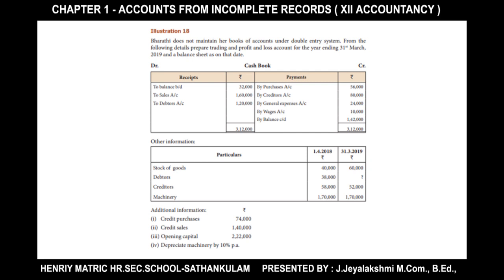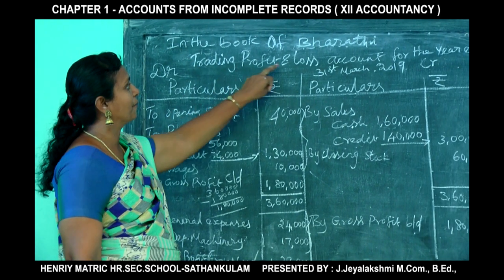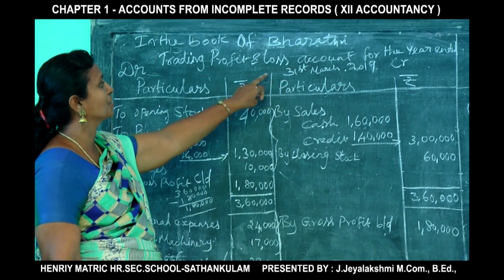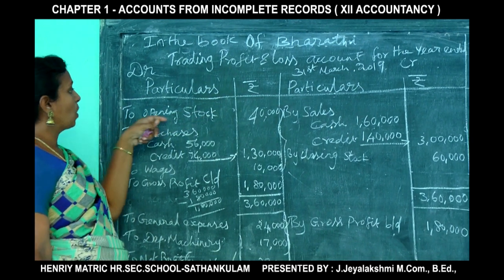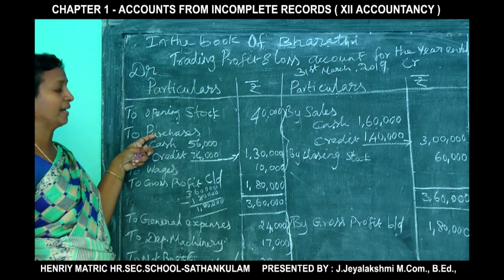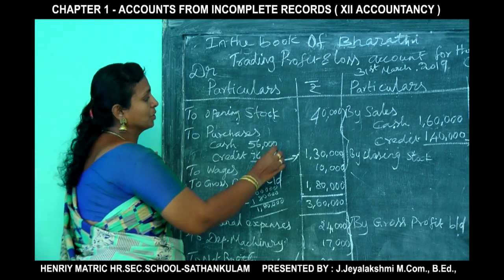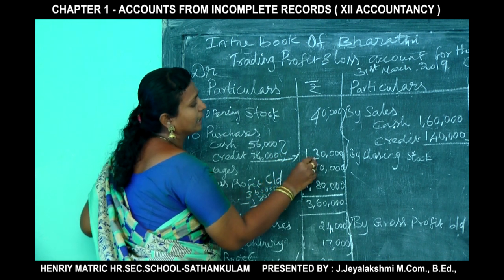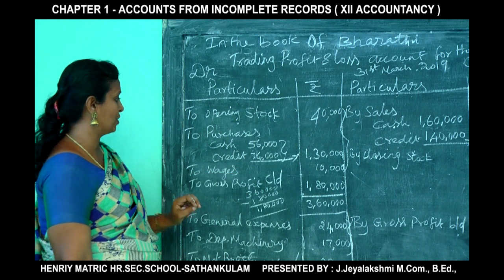Okay. Next we are going to prepare, in the books of Borrowing, the trading and profit and loss account for the year ended 31st March 2019. See here, to opening stock, it is already given, 40,000. To purchases, we have cash purchase and credit purchase, so that should be added. Added, we get 1,30,000. Then to wages, wages are given, so we take 10,000.